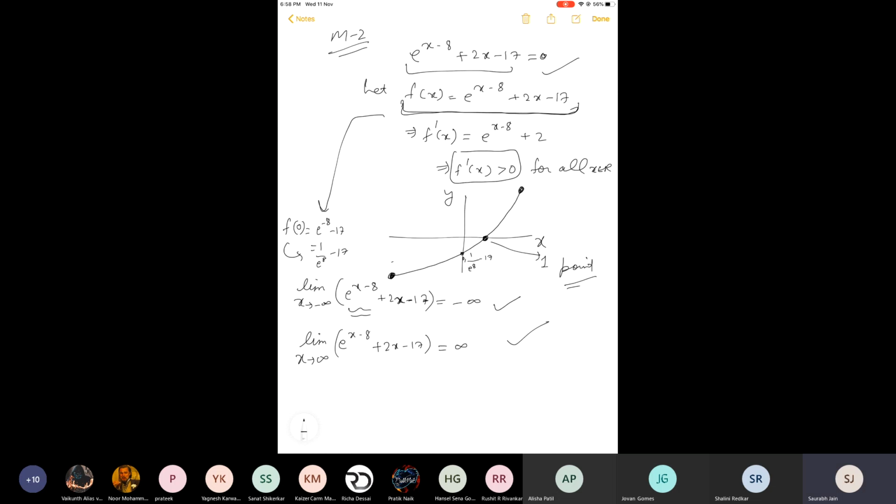One more thing you might have observed, that here the shape is concave up. I have drawn the shape which is concave up. It is not my choice. It is because of f double dash x. Find the second derivative. If you differentiate for the second time, you will get e to the power x minus 8, which is positive for all x. That is why the shape is always concave up. Okay. Two approaches.